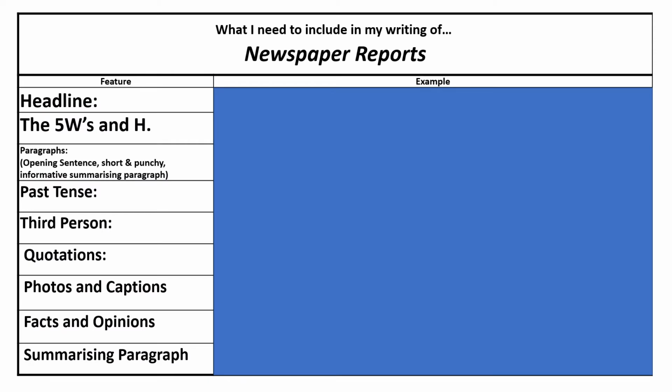Now, let's see, what do I need to include in my newspaper reports to make the writing really good? I want you to take a look at all of these features: headline, the 5 W's and H, paragraph, past tense, third person, quotations, photos and captions, facts and opinions, and summarizing paragraphs. And I want you to write down a definition for each of these in your own words, thinking about what we've learned so far.